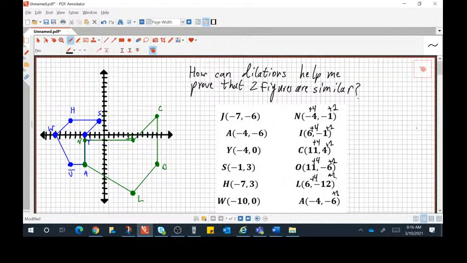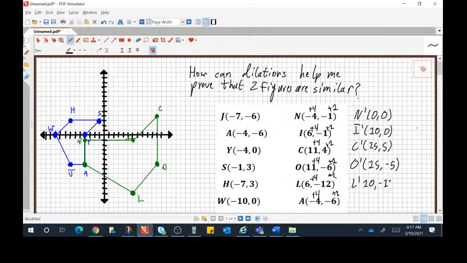In fact, got a pencil? Let's go ahead and write down the coordinates of those. That's going to take N prime to 0, 0, I prime to 10, 0, C prime to 15, 5, O prime to 15, negative 5, L prime to 10, negative 11, and A prime to 0, negative 5.